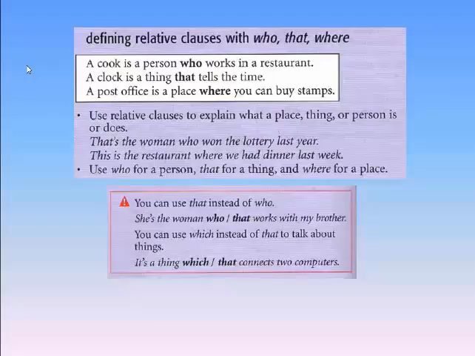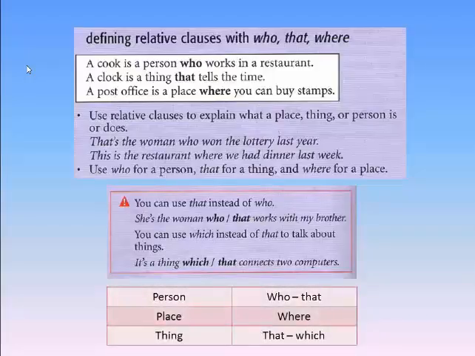Sometimes we can use other words other than who, that, and where. And in this chart, you have a summary which describes what is said here. You can use that instead of who. So for a person, I can use who or that. They are both correct. She's the woman who works with my brother, or she's the woman that works with my brother. You can use which instead of that to talk about things. So for things, I can use that or which. But for places, I can only use where.